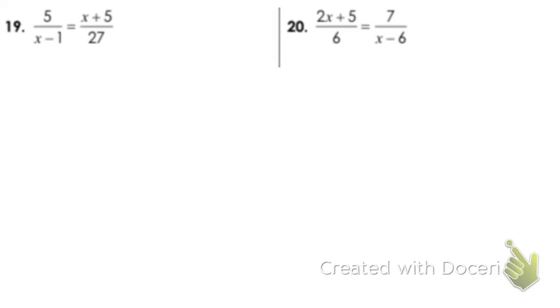Okay. Factoring. We're going to do a quick recap of factoring on this, because there are a couple problems in your homework that involve factoring. I have a feeling those are going to be the ones that come up next class, if I'm being honest. So on 19, we're still going to cross multiply.